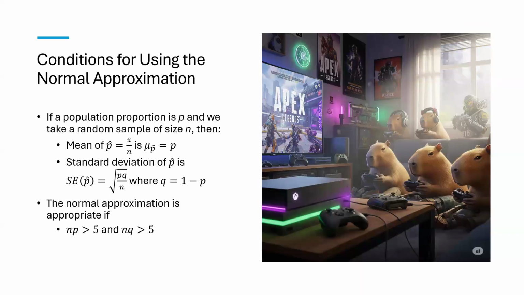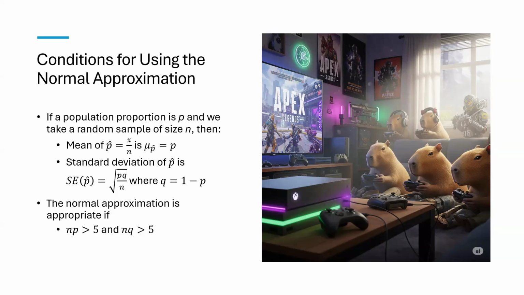When we're working with sample proportions, we often want to approximate their distribution using a normal curve, but that only works under specific conditions. First, we assume we're taking a simple random sample. Second, both n times p and n times q must be greater than 5. Why? Because that ensures the sample is large enough for the normal model to accurately describe the sampling distribution.